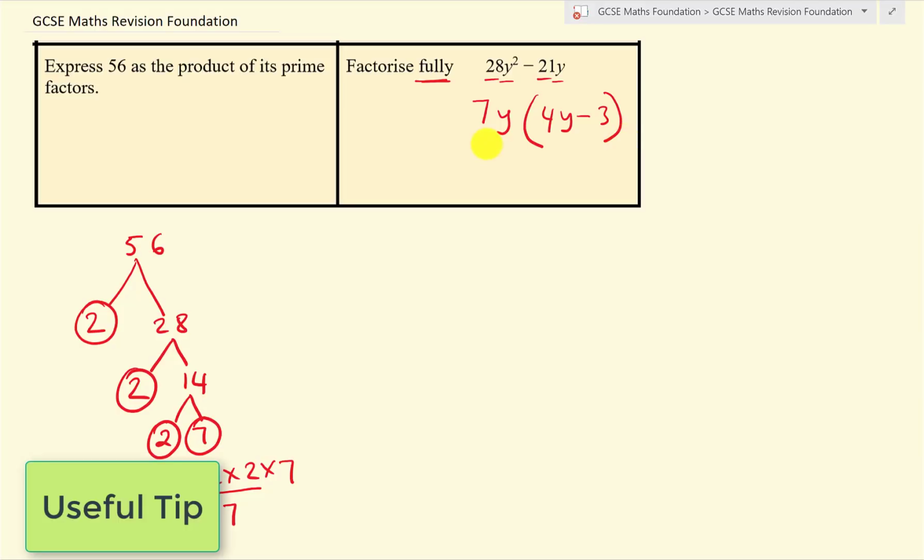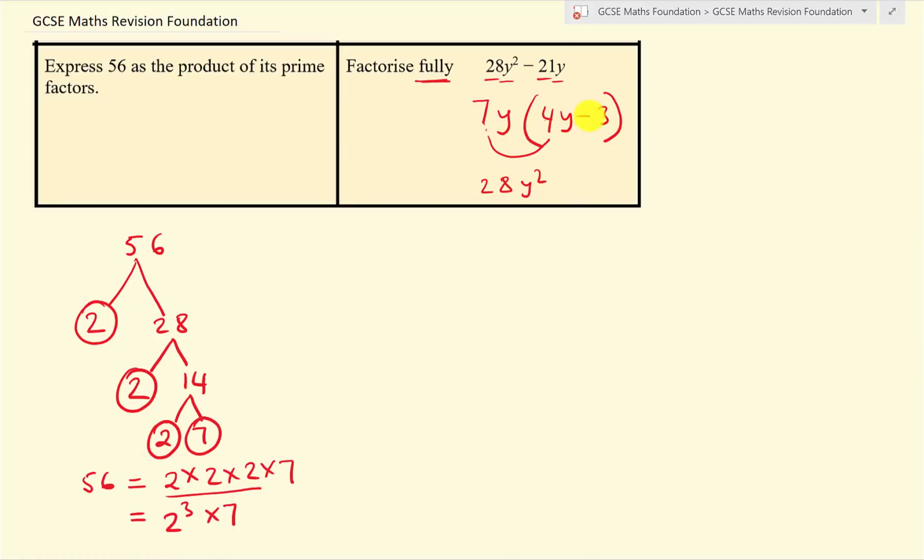You can check your answer by multiplying them out. So if you multiply them, 7 times 4 is 28. Y times y is y squared. 7 times minus 3 is minus 21. 7y times minus 3 is minus 21y. So you can see you got the original question that we started off with, and we know the answer is right. It's always good to check your answer in the exam, so you don't make silly mistakes and lose marks.